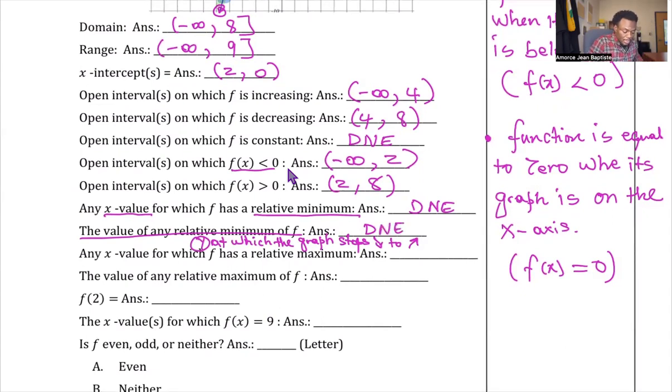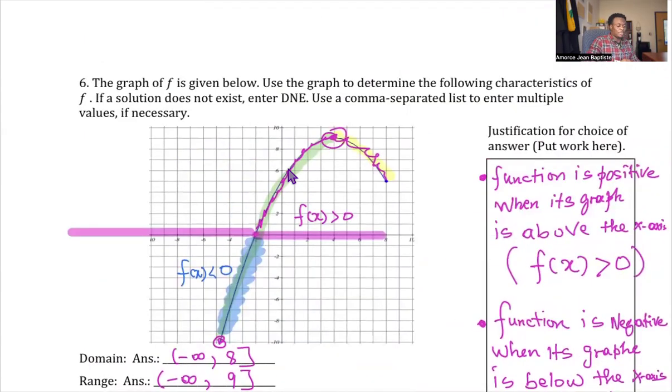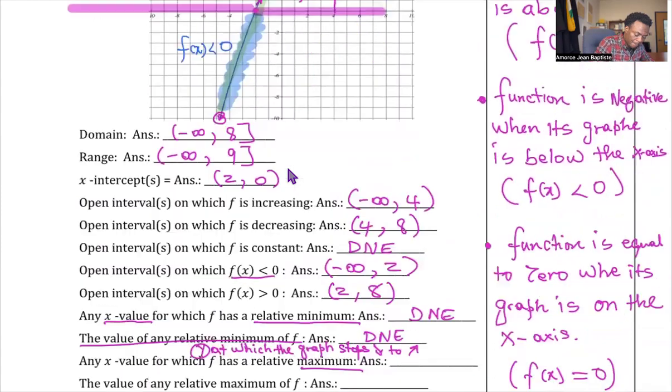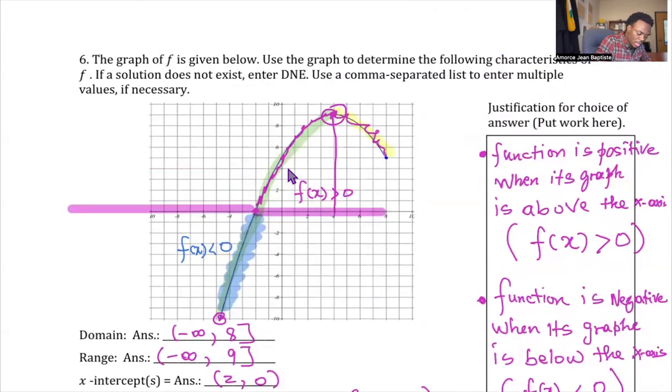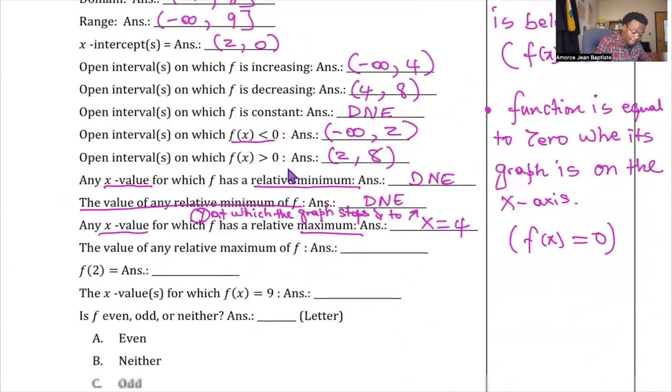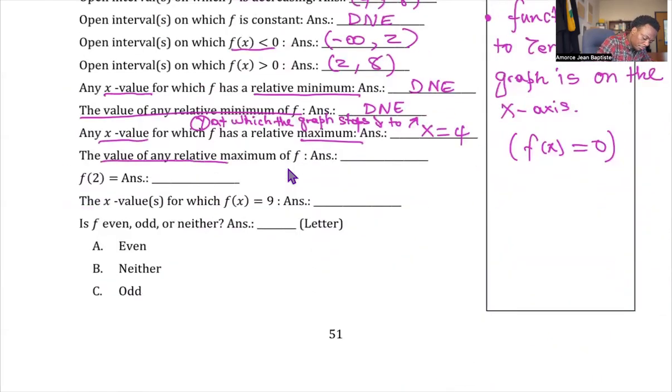We don't have that. So let's look at the relative maximum. Well, we did have that, right? There is a point here where we stopped going up to go down. Then the x value here would be 4. The x value for which we have a maximum, so x equals 4. And what was the y value here? That was 9. The value of this would be the y. So y equals 9.